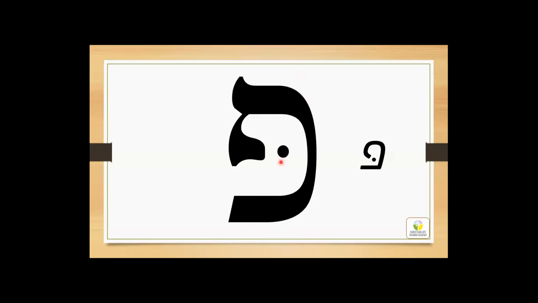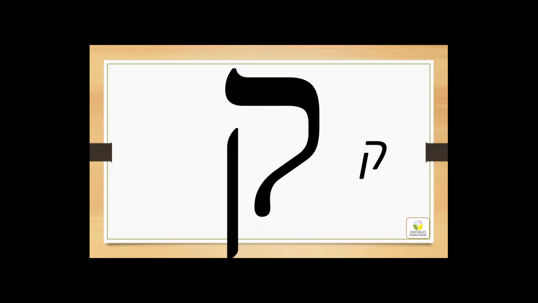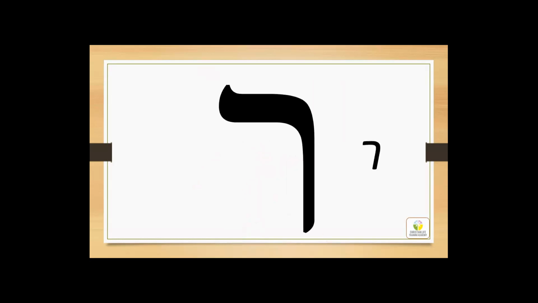Pei. That Pei with a dot is the Pei, and without the dot is Fei. Tsadi. Now it's Kof. This is also very big. Yes, it looks like a P, but it is a Kof. K. It's a K. This is a Kof.